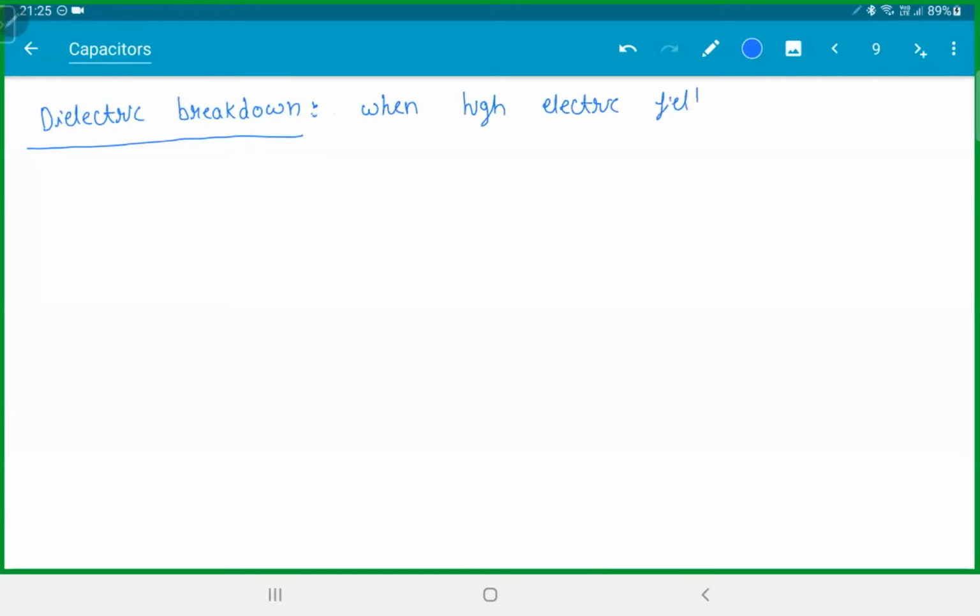What is the problem there? Dielectric breakdown. What is this dielectric breakdown? When you apply high electric fields, the electrons are pulled apart from the nucleus, making the region conducting.